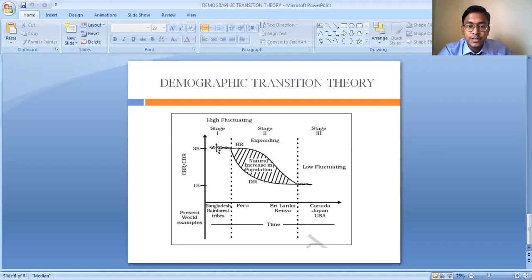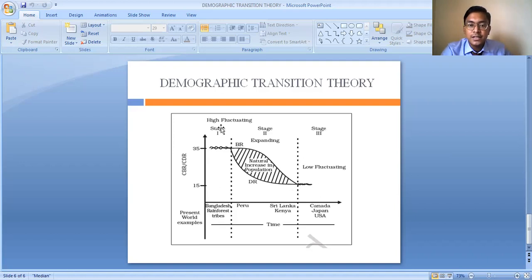In the first stage, both the birth rate and the death rate are almost the same, so the population growth rate is not so high. In the second stage, the birth rate is high but the death rate has declined, so population growth is high. But with the passage of time, at the end of the second stage, the birth rate also starts declining. In the third stage, both the birth rate and the death rate again become almost the same, so the population becomes stagnant, or increases at a very slow rate.